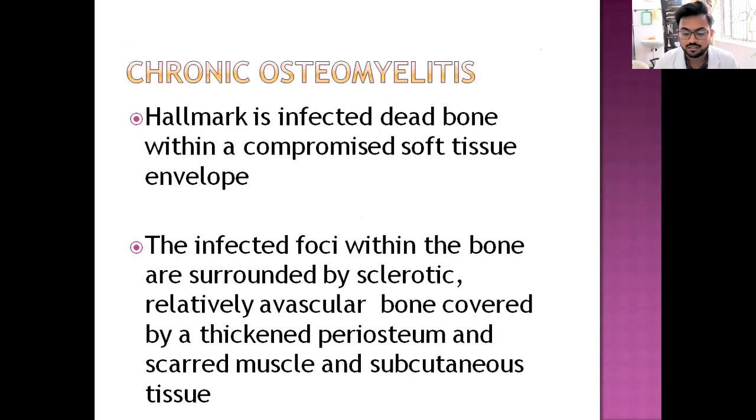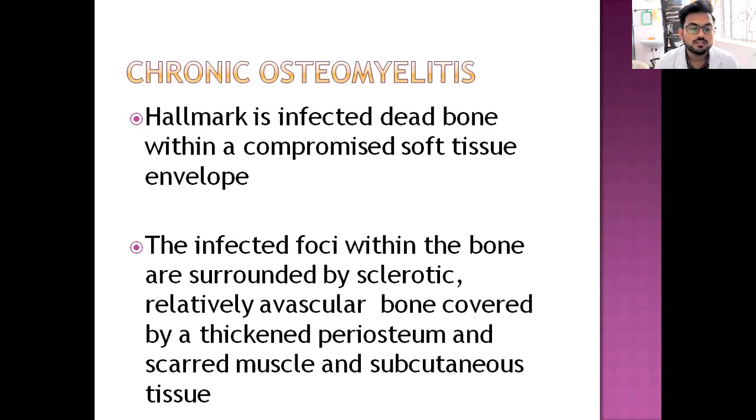In the last two lectures we have already discussed acute and subacute. Now it's time for chronic osteomyelitis. If the infection takes more than 4 weeks, or up to 3 months, and beyond 3 months, we'll call it chronic osteomyelitis. The hallmark is infected dead bone within a compromised soft tissue envelope. This is the main hallmark of chronic osteomyelitis. I'll repeat again: the hallmark is infected dead bone within a compromised soft tissue envelope.